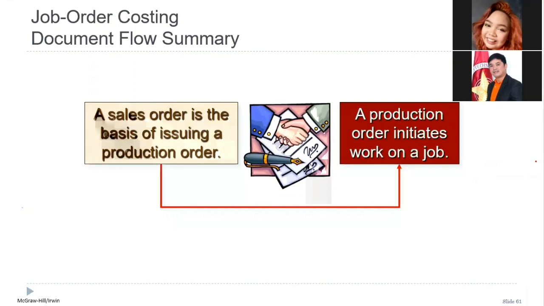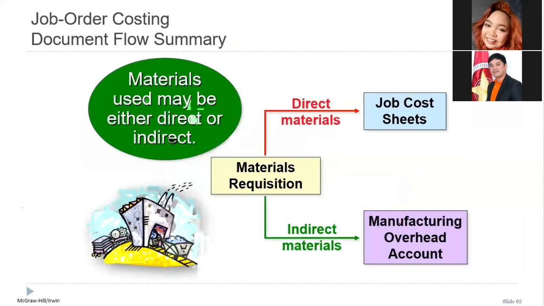So a sales order is the basis of issuing a production order. Diba sabi natin, ang job order costing system, production made to order po tayo. So kung walang sales order, walang production order. So dapat talaga may sales order muna before we can initiate a work on a job. Okay? And then from the production order, we are able to determine the direct and indirect materials that we will need to requisition from the storeroom. Diba? Yun yung may nagtanong kanina, yung MRF.